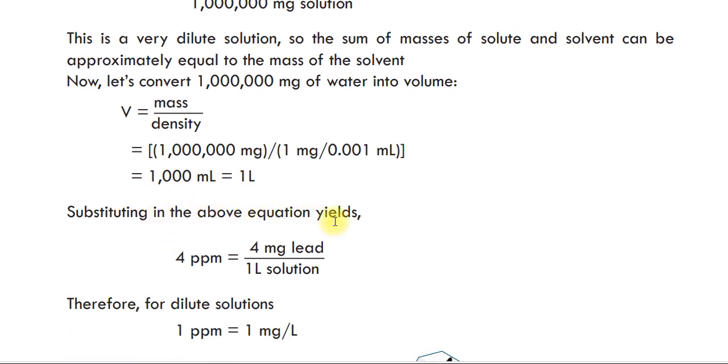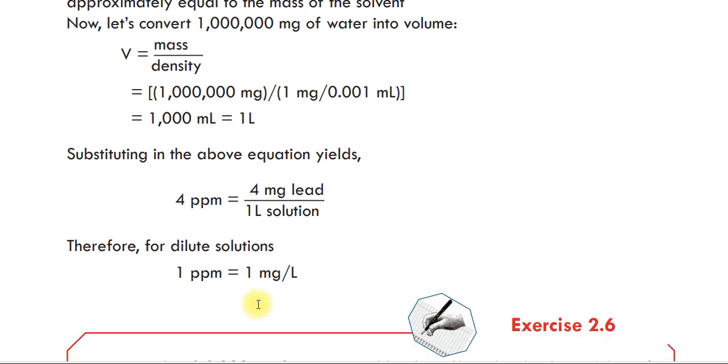Substituting in the above equation yields 4 ppm which is equals to 4 milligram lead over 1 liter solution. Therefore, for a dilute solution, 1 ppm which is equals to 1 milligram per liter.